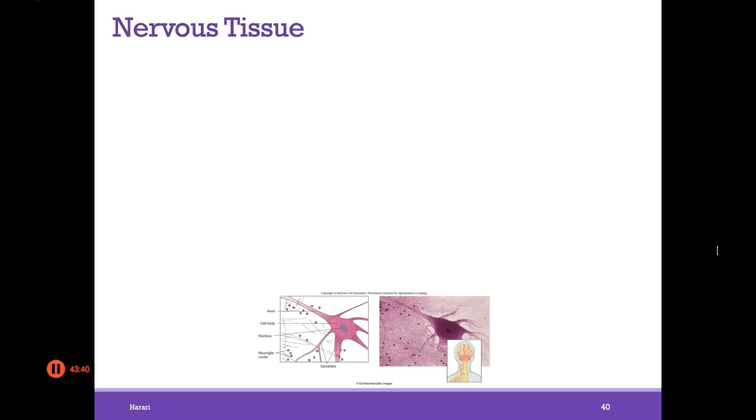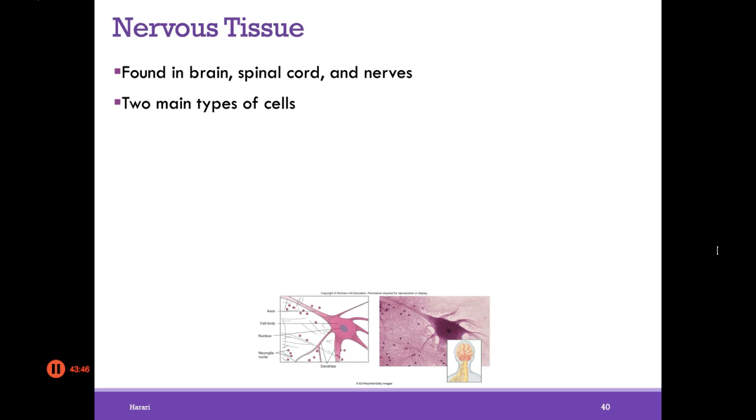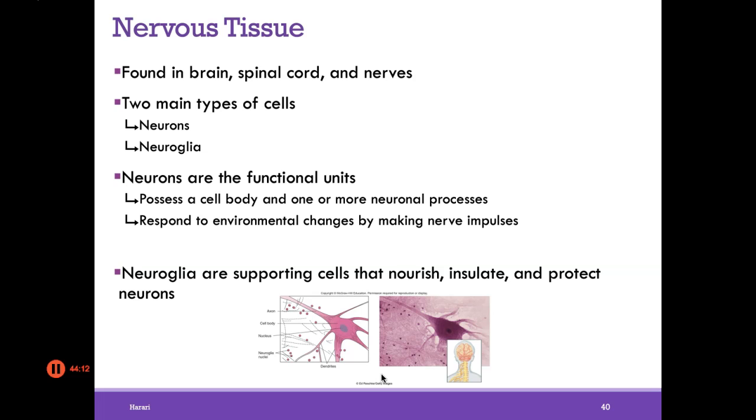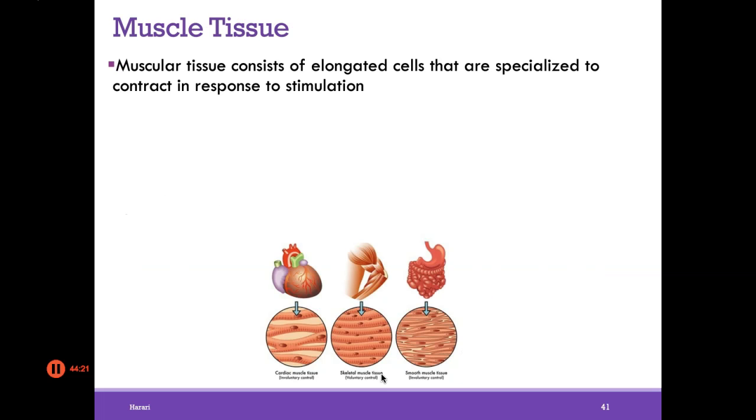Now the next category is nervous tissue. And nervous tissue is found in the brain, spinal cord, and nerves. There are 2 main types of cells in nervous tissue. There are neurons, which can conduct electrical signals, and neuroglia, which support the neurons. The neurons are the actual functional units of nervous tissue that possess a cell body, and they have processes that can connect to other neurons. Neurons respond to environmental changes by making nerve impulses, and they can transmit different messages throughout the body. And the neuroglia are supporting cells that help nourish, insulate, and protect the neurons.